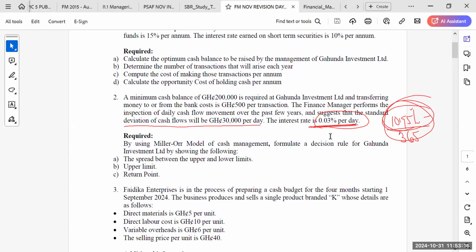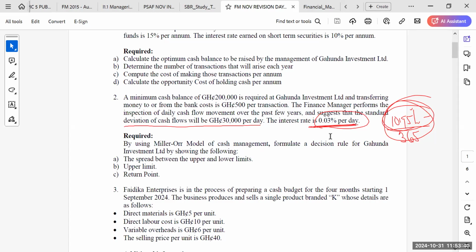On a yearly basis, so you just have to calculate it based on how the standard deviation is being calculated. It's per day, so you also calculate your interest per day. The question will tell you to assume 360 days or 365. If nothing has been said, you just use 365, so you divide the interest rate by 365. But this one, they are giving us per day.